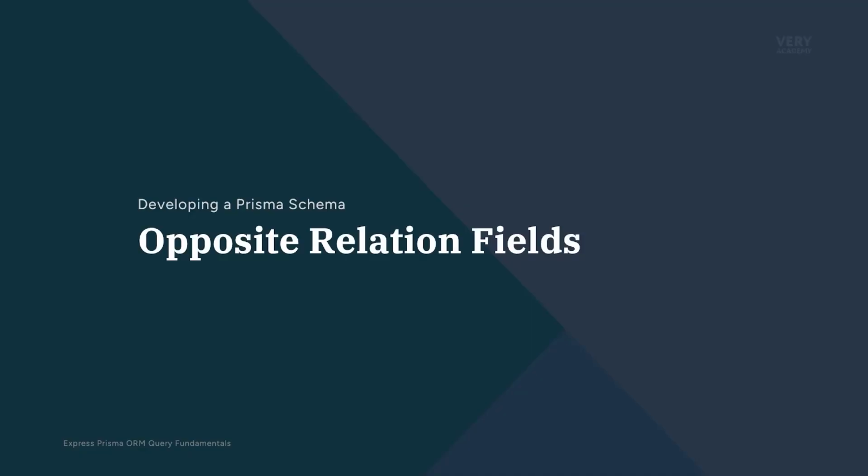Now, I was hoping to skip this subject until we start querying, but we won't be able to migrate our models to the database unless we have specified opposite relation fields in our Prisma schema. In Prisma, opposite relation fields are the fields that establish a bidirectional relationship between two models. They allow Prisma to understand how two models are connected and enable easy querying in both directions.